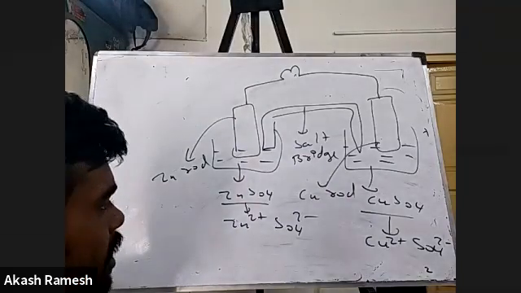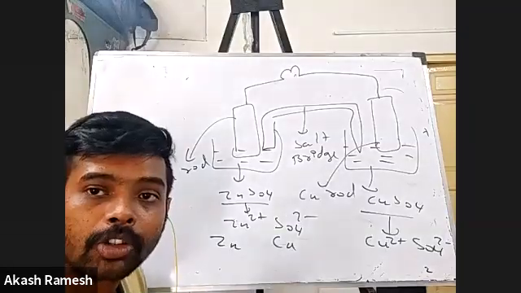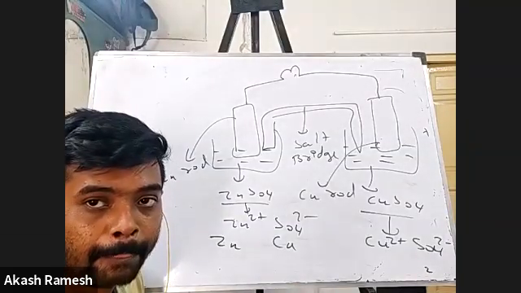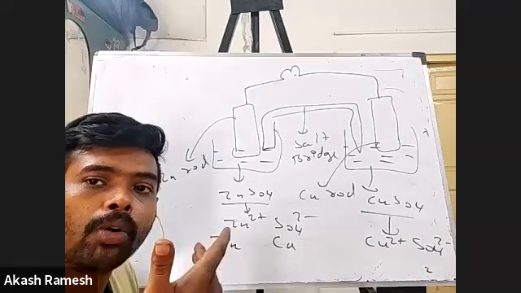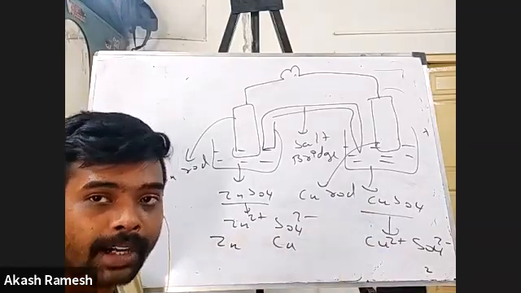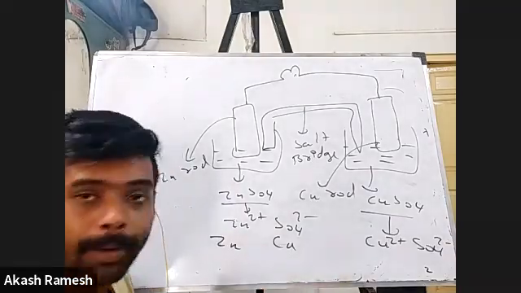Now we have to understand this. I have zinc, I have copper. Which do you think is more reactive, zinc or copper? Zinc, right? So zinc is more electropositive. That means zinc has more tendency to form positive charges than copper.